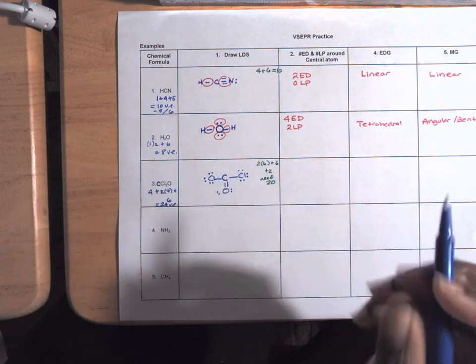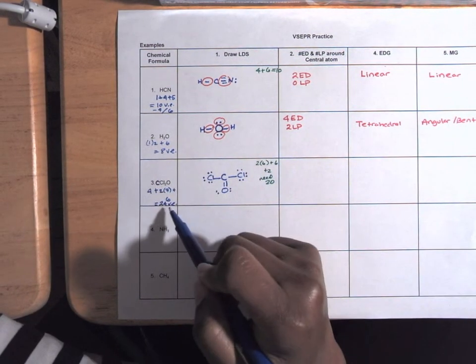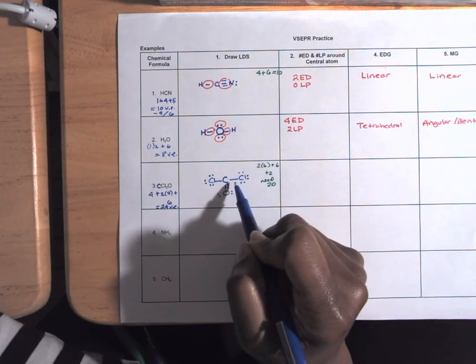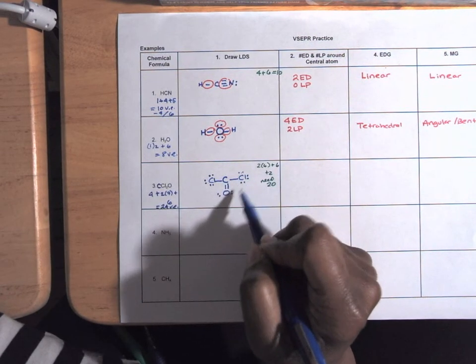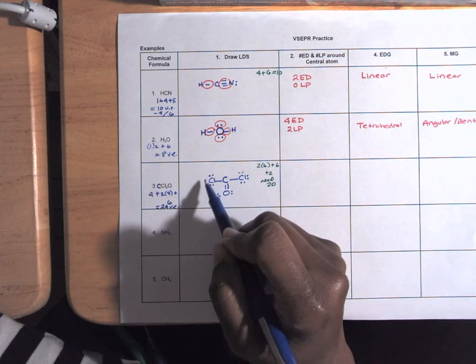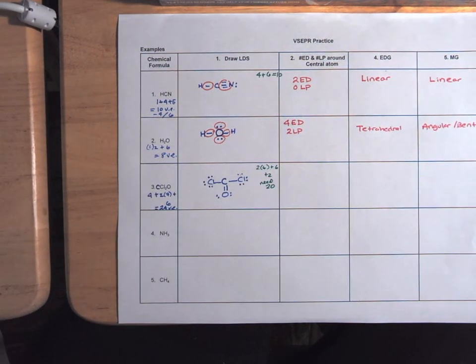All right, let's make sure we did this correctly, that we used up 24 valence electrons, no more, no less. So 2, 4, 6, 8 from the bonds, 10, 12, 14, 16, 18, 20, 22, 24. Okay, great. So this is the Lewis dot structure.